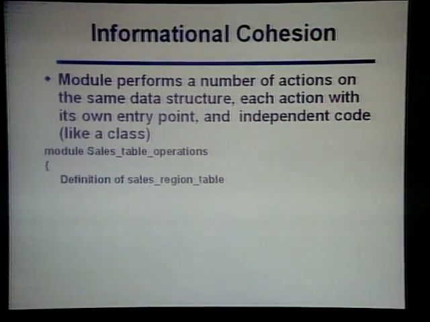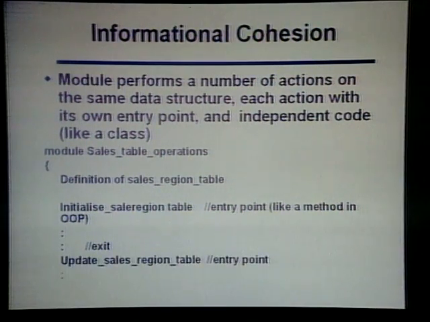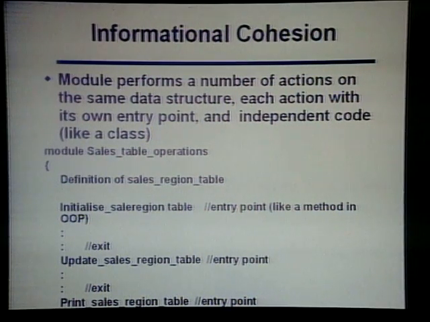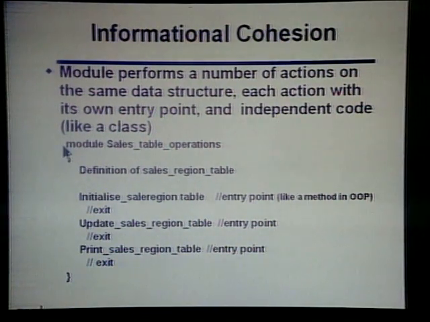The cohesion level above the communication is called the informational cohesion. The informational cohesion is defined as when the module performs a number of actions on the same data structure, each action with its own entry point and independent code, just like when you write a class in an object-oriented programming language. A module which has the informational cohesion is shown here.